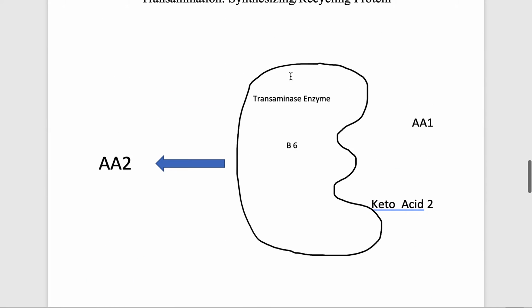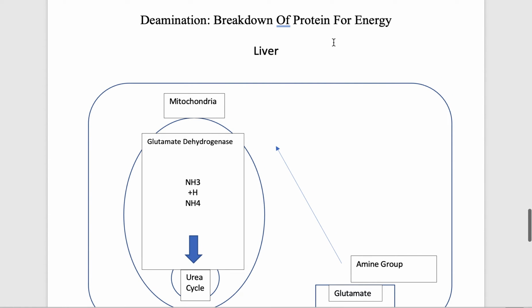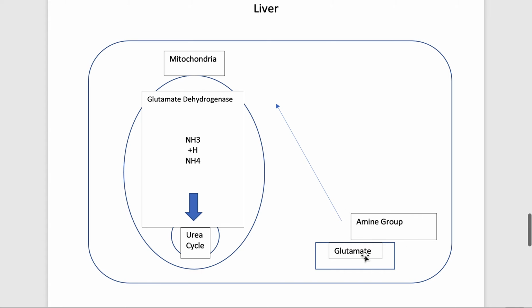This should happen about 85-90% of the time in healthy people, as opposed to deamination here, which is a breakdown of protein for energy. Not super efficient. This should only happen about 10 to 15% of the time in healthy people. Here, once again, we'll have our amine group. It'll be carried up to the mitochondria by glutamate. We can also use glutamine if we have a lot of deamination that needs to occur, but using glutamine is bad. We'll talk about that later.